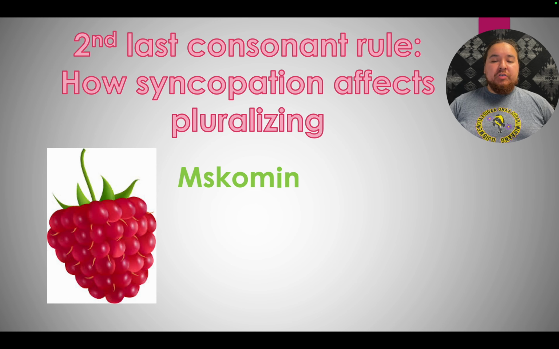So we have the word mskomin here, which means raspberry. And if we count back to our second last consonant sound, we'll have to decipher if it has a vowel sound in front and a short vowel sound afterwards. Consonant sounds are sounds that we make with a closed mouth and or teeth. Vowel sounds are sounds that we can maintain with an open mouth. E, O, ah. And consonant sounds, they're usually very difficult to maintain.